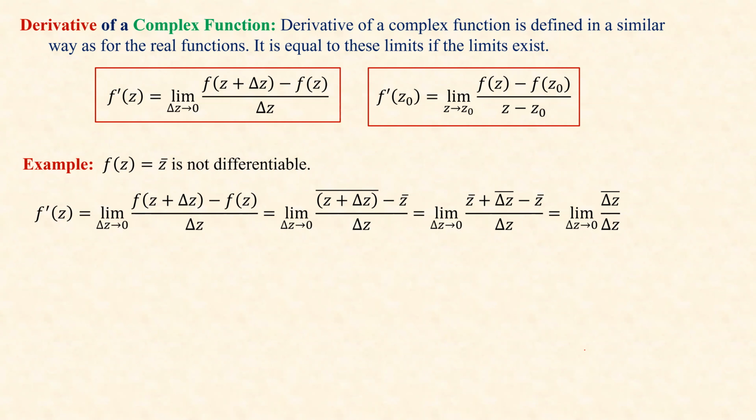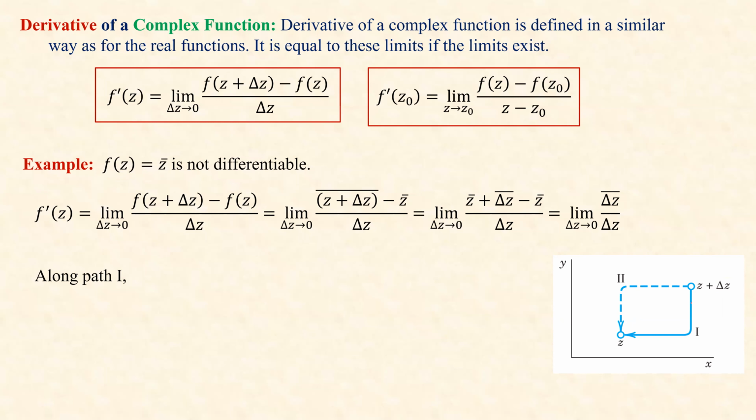Now, this delta z can approach 0 in different ways, right? So this is z here, and z plus delta z here. This is delta z, and this delta z can approach 0 in two different ways, along path 1 or path 2. It can go this way or this way to 0. Now we see what happens if it approaches in each direction.